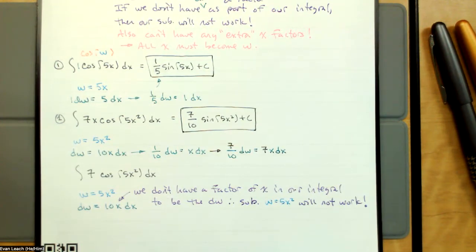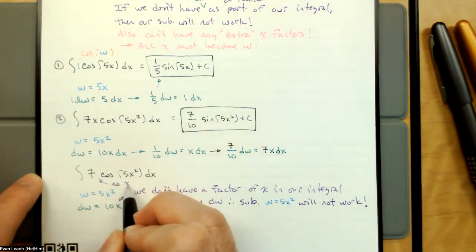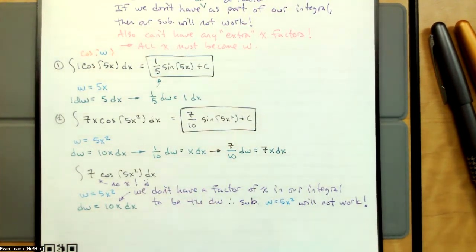We need to be able to recognize when something didn't work. We wanted to make the substitution w equals 5x squared, but that requires dw of something times x dx. We don't have that factor of x. Our substitution will not work. We have to do something else.